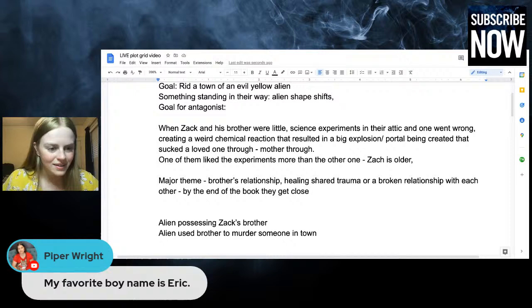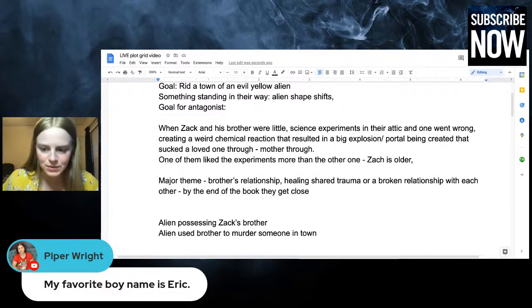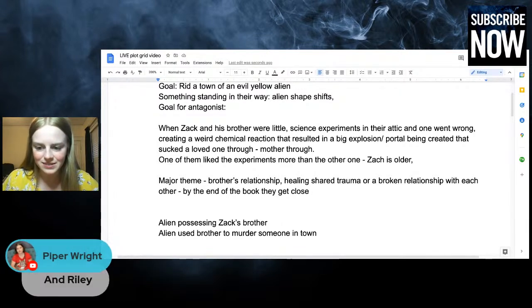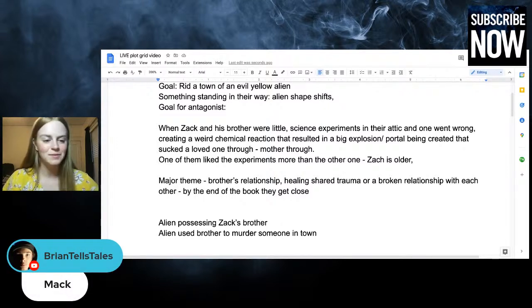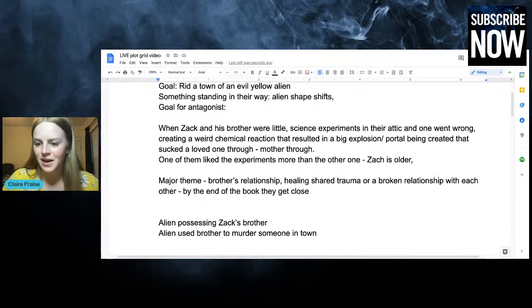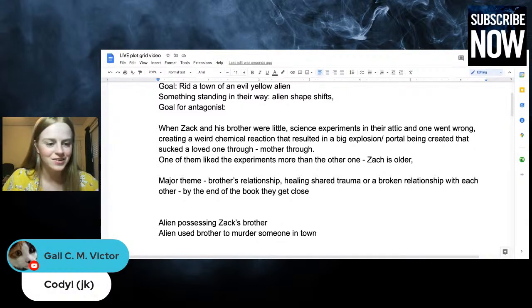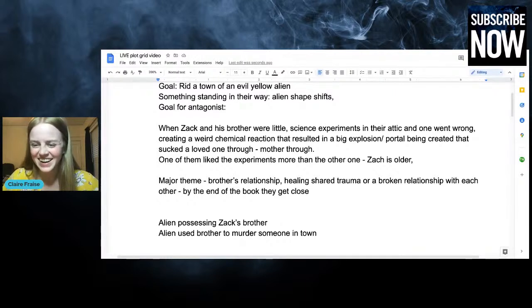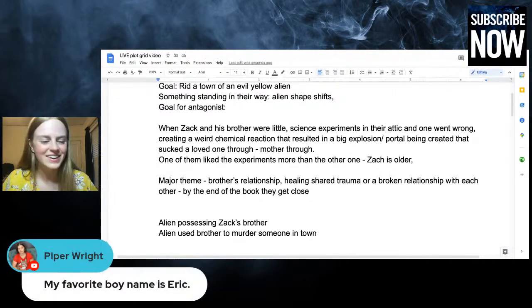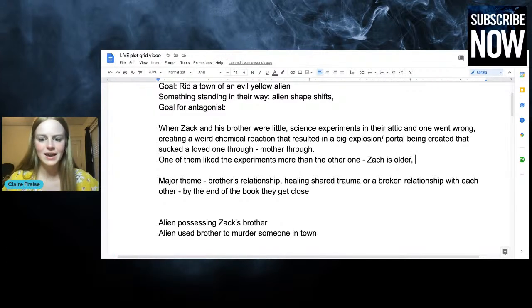Gail said Cody. Piper said, my favorite boy name is Eric. Oh, we have so many options. Pete, Steven, Riley, Mac. I'm going to write all these down because we are going to come back to them when we name all the other characters in the book. Gail said Cody, JK. All right, so the first serious suggestion we got was Eric. So we'll do Eric, and then we will come back to all these names when we have to name all of the side characters, like the janitor or custodian that Brian Tells Tales was talking about earlier. So all right, we'll have Zach and Eric is younger.